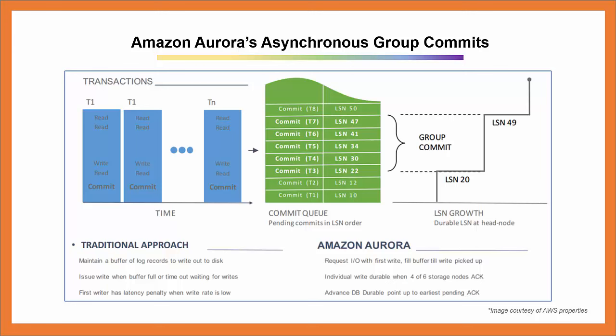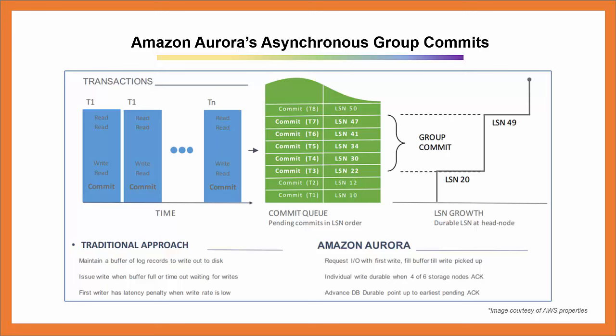Traditionally, the way that commits work is somebody does a write, and those writes are collected in a buffer. When either the buffer is full or a certain predetermined time has passed, the buffer will get flushed and written to disk. The problem with this is whoever was the first writer will get a latency penalty. If not enough writes happen, they have to wait for the timeout flush to happen. On the Aurora side, this doesn't have to happen.